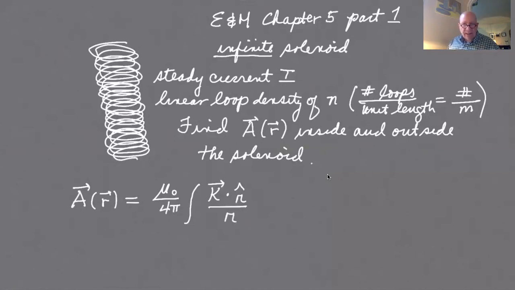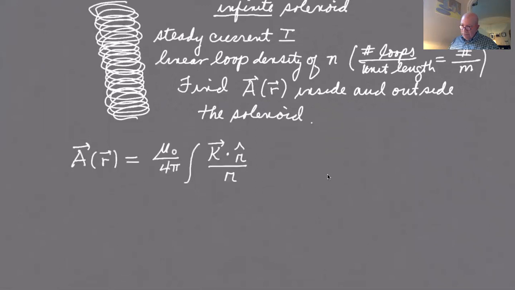Now that can't be used in this case because the current has an infinite extent, right? And these equations are only usable if the current dies off to zero at some length, and that's not the case here. So we have to find some other way to get at the vector potential.